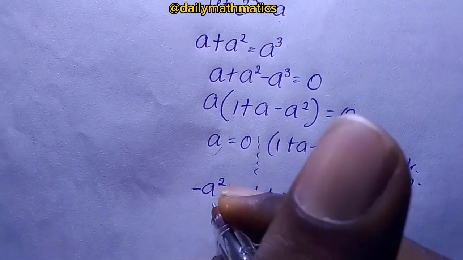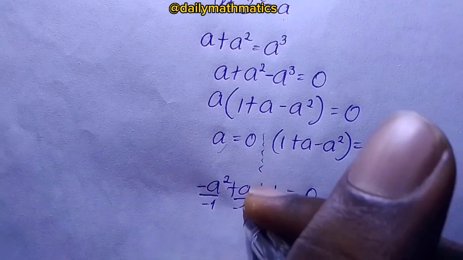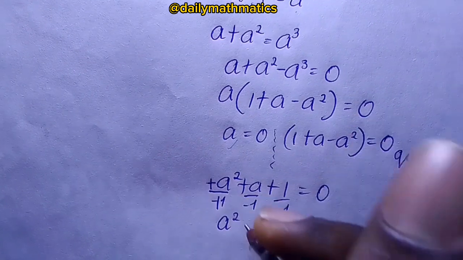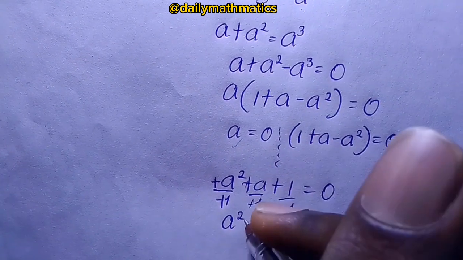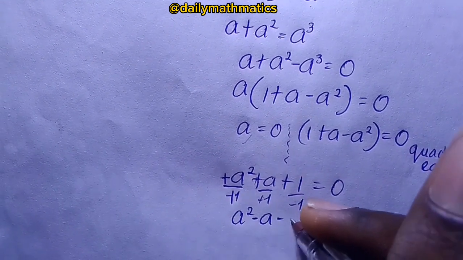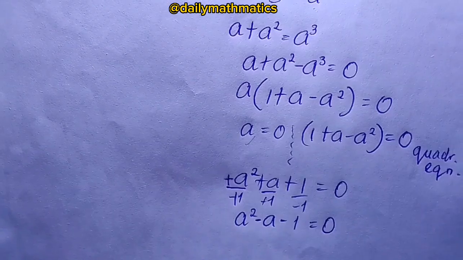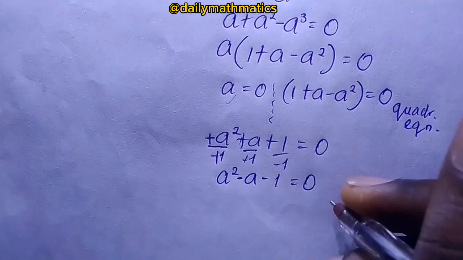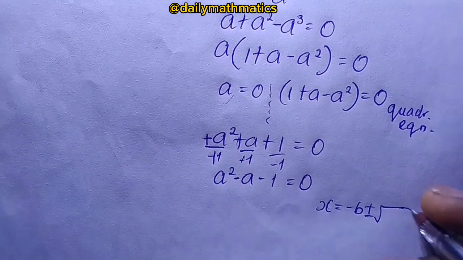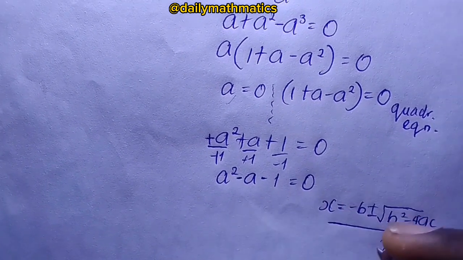So from here we can divide all through by minus 1, that's to cancel this minus here. So minus cancels, so we have a squared, and minus and plus gives us minus, so minus a, and minus and plus gives us minus 1 equals 0. So if we are to use the quadratic equation formula, which is x equals minus b plus or minus square root of b squared minus 4ac over 2a.